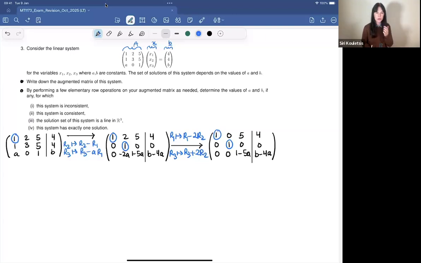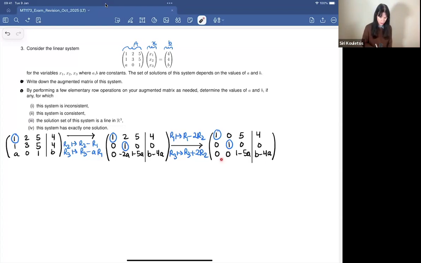And now we need to stop here because we don't know the value of A. But now we are ready to analyze. So have a look at this reduced augmented matrix and have a think about, are there any values of A and B for which this system is inconsistent? Meaning that it has no solution. There is no common point or line or plane, as it were, in R3 of intersection is what it means to be inconsistent.